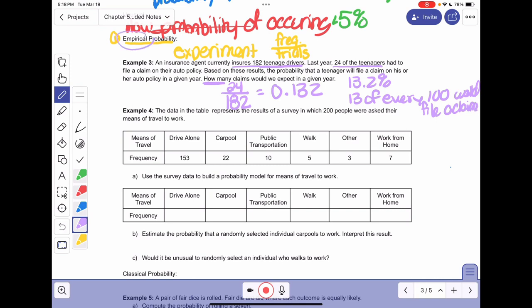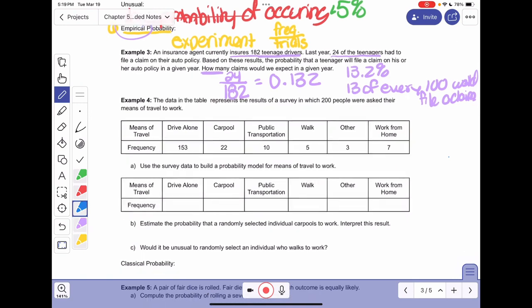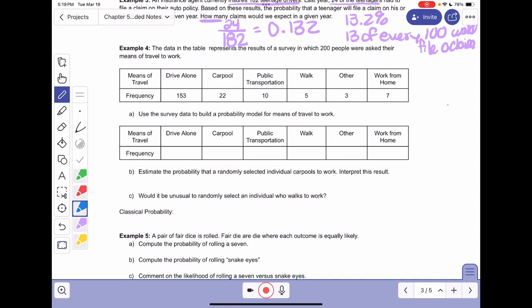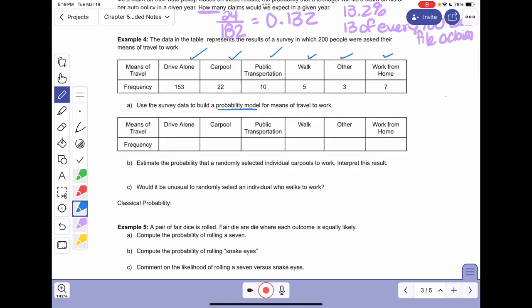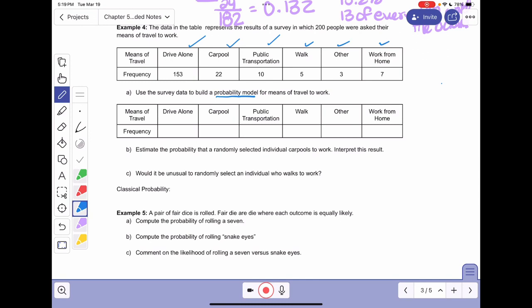So empirical is just using the actual experimental data to do it. All right, the data in this table represents the results of a survey where 200 people were asked their means of travel. They could drive alone, carpool, public transportation, walk, other, or work from home. Use the survey to build a probability model for means of travel to work. So to build the model, we're going to do empirical probability.